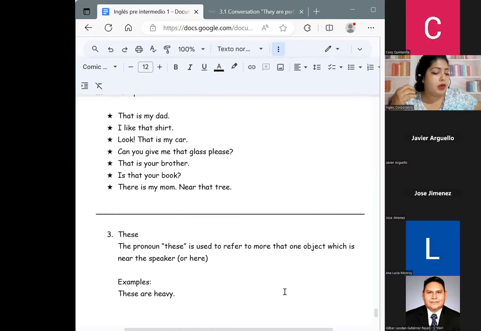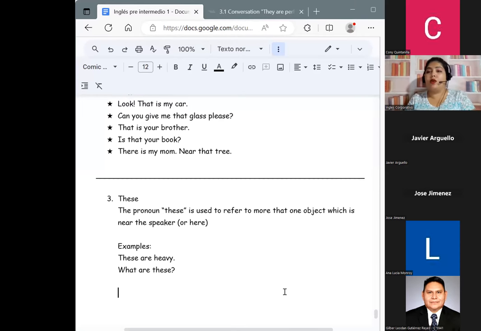Then we have another one that said, what are these? So we are seeing something and we want to know what are those things that we are seeing in that moment. But remember that these ones are in the same place in which we are in that moment. More examples.